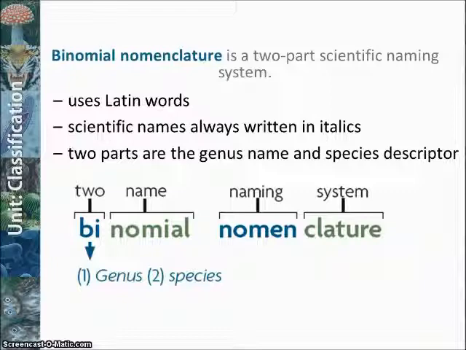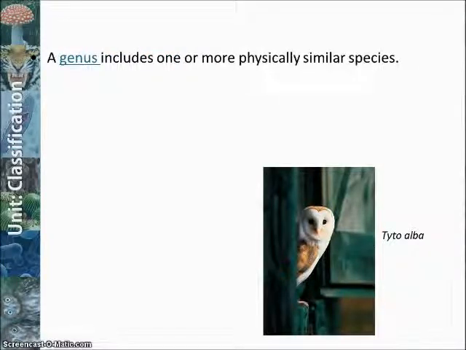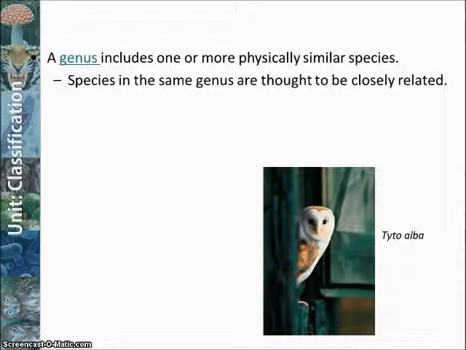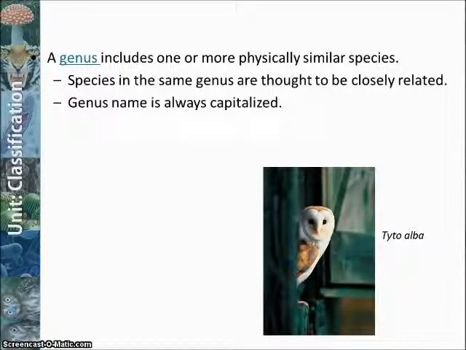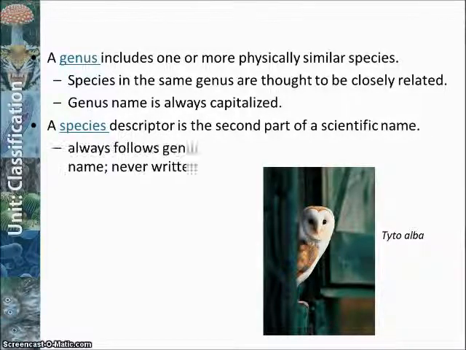Binomial nomenclature is a two-part scientific naming system, as its name suggests. It uses Latin words, and scientific names are always written in italics. The two parts are the genus name and the species descriptor. A genus includes one or more physically similar species. It is thought that species in the same genus are closely related. Take note that the genus name always starts with a capital letter. A species descriptor comes behind the genus, and the species is written in lowercase.